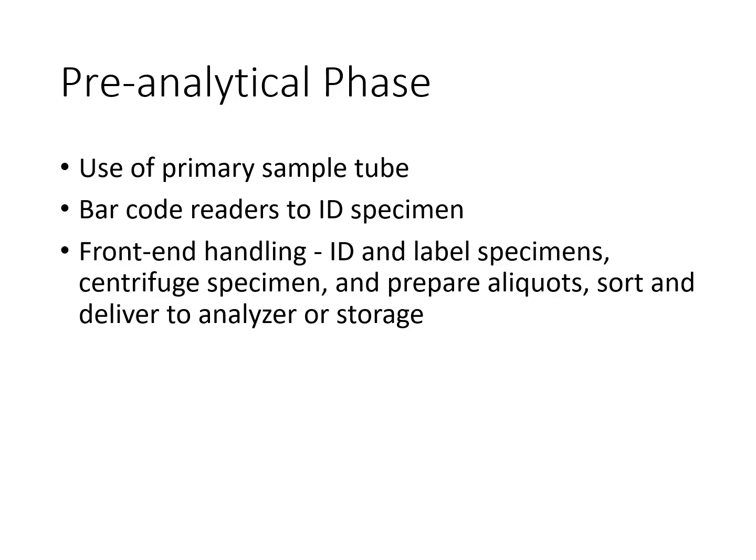Centrifugation: samples are spun to separate components, so plasma from blood cells. Preparation of aliquots: portions of the sample are prepared for testing or storage. Sorting and delivery: samples are sorted and sent either to the analyzer for testing or to storage for future use. Some importance of this is that it reduces manual handling errors and improves traceability, speeds up sample processing and can reduce turnaround time, and it helps to ensure consistency in sample preparation, which leads to a more reliable test result.